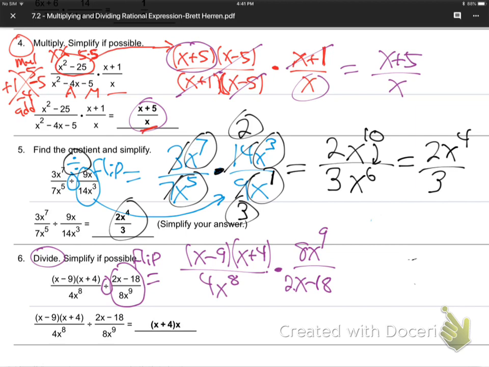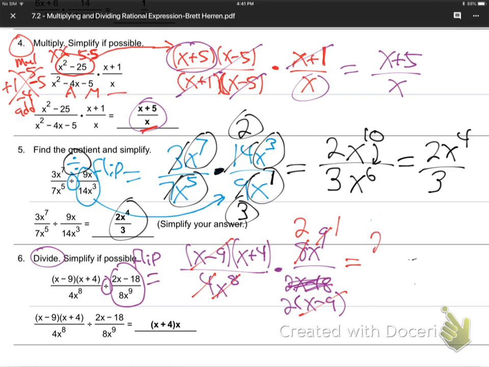Now, what can I do with that? Well, one thing I can do, this 2x minus 18, I can factor out a 2, huh? Like that. Now, let's cross cancel. x minus 9, x minus 9. 4 goes into 8 2 times. And x to the 8th goes into x to the 9th, leaving x to the 1. See, those powers subtracted.